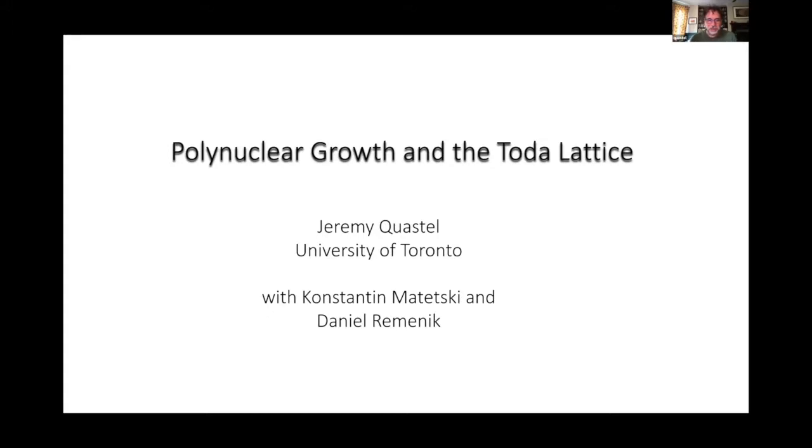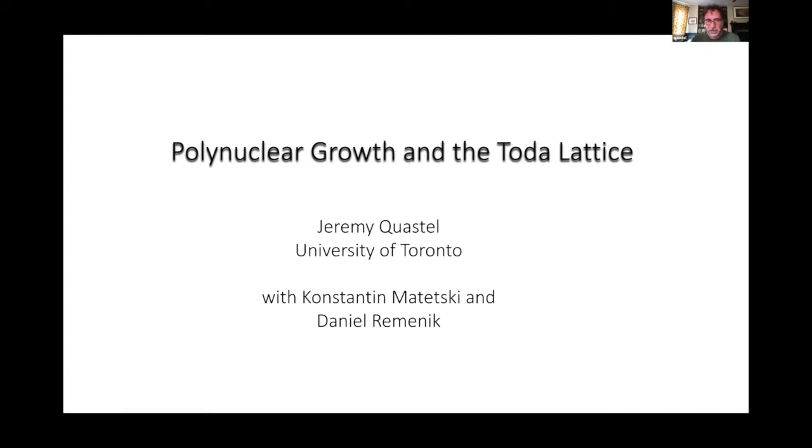So I'm going to talk about, as it says here, polynuclear growth and the Toda lattice. We've seen already a couple of appearances of Toda in different guises in Neil's talk and some earlier talks, and we're going to see a third one here. I think one of the interesting big questions is, are these appearances even related to each other, or is it just because Toda comes up a lot?